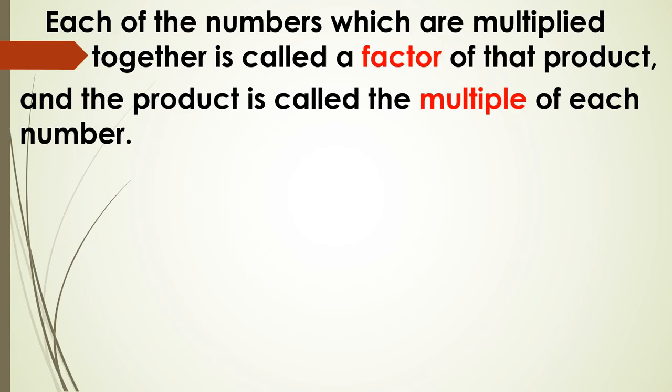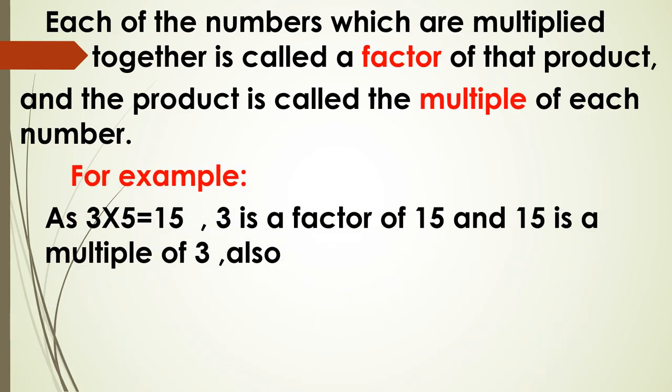Now see the example. We have done 3 multiplied by 5 equal to 15. Now which two numbers we are multiplying here? 3 and 5. So 3 is a factor of 15. Numbers which we are multiplying are called factors. So 3 we are multiplying, so 3 is a factor, and the product is called a multiple. What is the product? 15 is the product. So 15 is a multiple of 3.